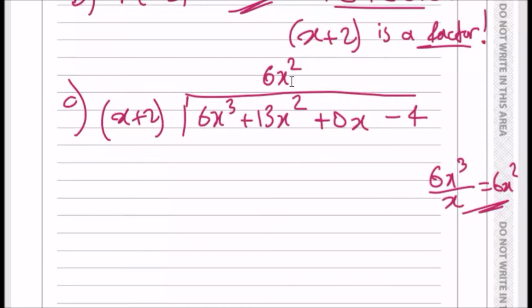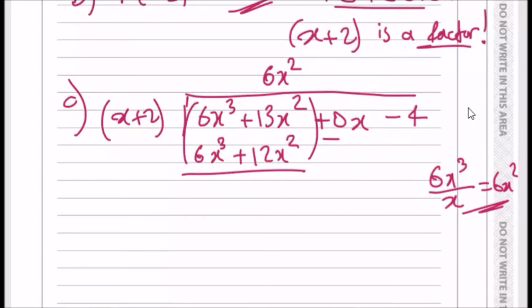Now, all you do is multiply this by the factor. So 6x squared times the bracket should give us 6x cubed plus 12x squared. What we're trying to do is keep on doing this until we get a final remainder of 0. And then the top half, the quotient bit, would be the part we can factorize. Now, let's subtract this. Big bracket, a minus sign. All of this should give you a single x squared. Drop the 0x, so plus 0x, and repeat the process.